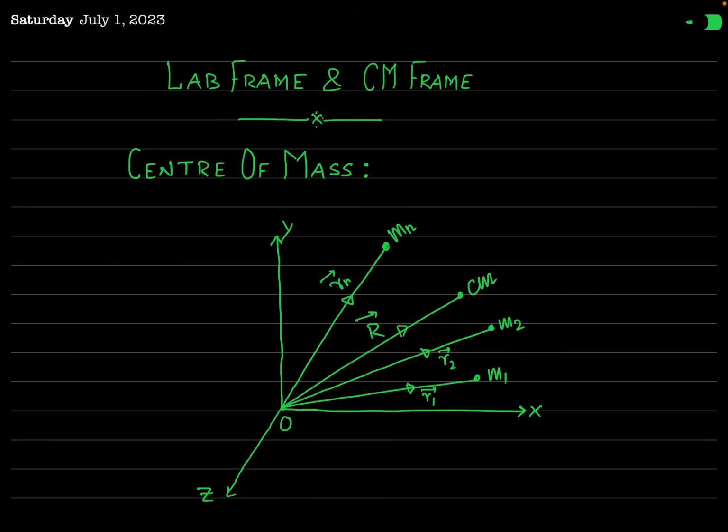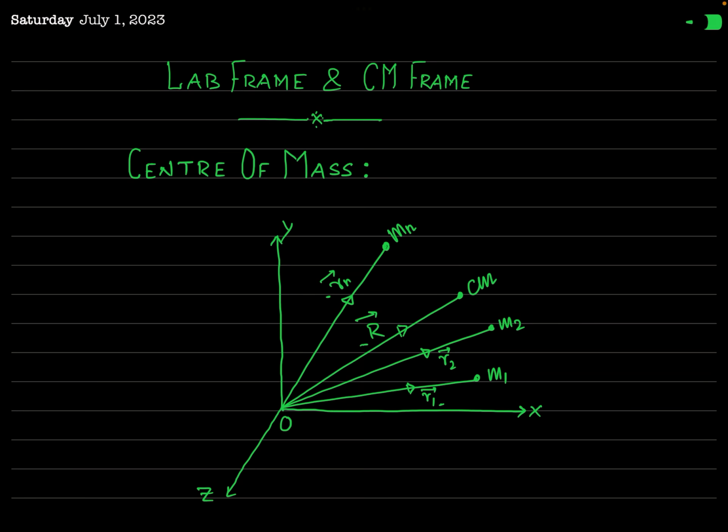Relative to the origin of this coordinate system, r1 is the position vector of point mass m1, r2 is the position vector of point mass m2, and rn is the position vector of point mass mn. Now consider a point whose position vector is capital R, and this point is called the center of mass of the system. Then how can this R be defined?